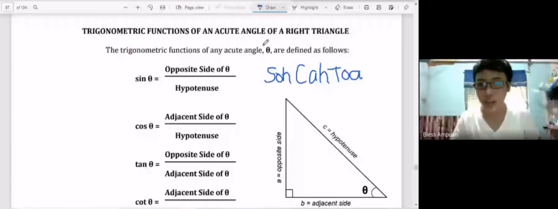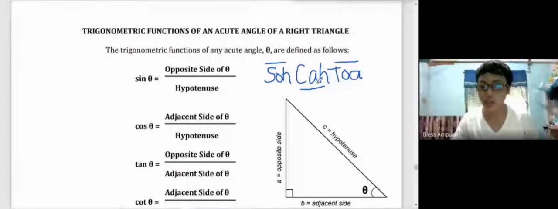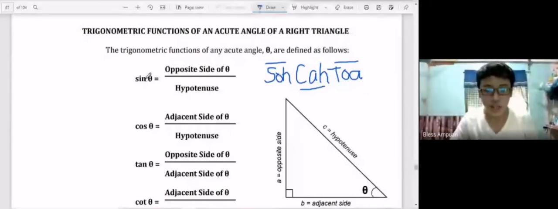So SOHCAHTOA again. When we say SOHCAHTOA, SOH is one trigonometric function, CAH is also one trigonometric function, and TOA is one trigonometric function. SOH refers to sine theta, CAH refers to cosine, and TOA refers to tangent. Sine theta equals O, the opposite side, H, the hypotenuse, and A refers to the adjacent.